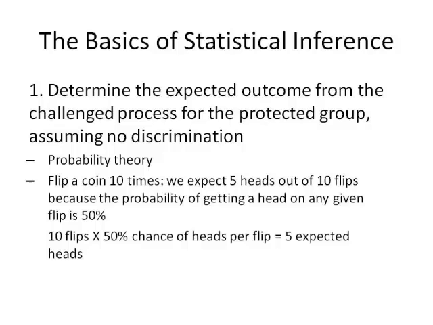So let's give a simple example that'll illustrate this point. Let's assume I flip a coin 10 times. Now, out of those 10 flips, we expect 5 heads. This is because the probability of getting a head on any flip is 50%. So 10 flips multiplied by the 50% chance of heads per flip gives us an expected outcome of 5 heads.